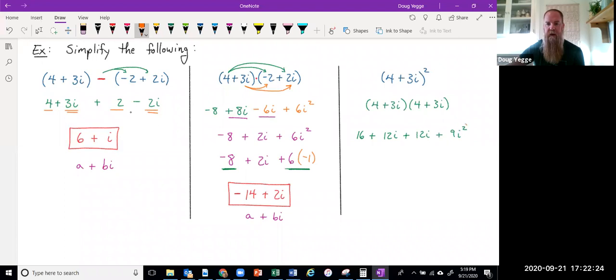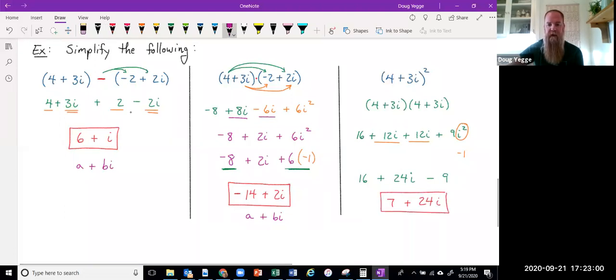But now we should remember that i squared is negative 1. And we can combine each of these two terms. So that gives us 16 plus 24i minus 9. And so that i squared term turned back into a real number again, allowing me to combine it with 16. And therefore I'm left with 7 plus 24i. And sure enough, every complex number is also in the form of a plus bi.